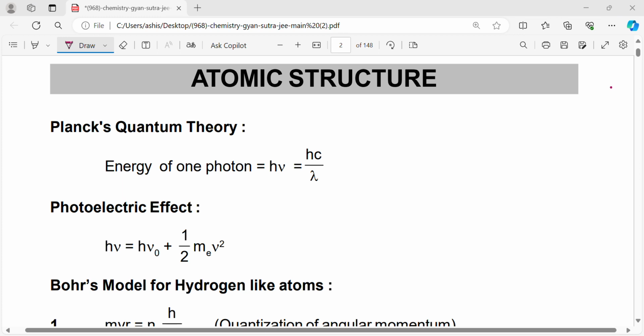According to atomic structure, there is a theory called Planck's quantum theory, and the energy of one photon is equal to h nu. Here h is the Planck constant and nu is the frequency. Nu you can write as c by lambda, where c is the velocity of light and lambda is the wavelength.